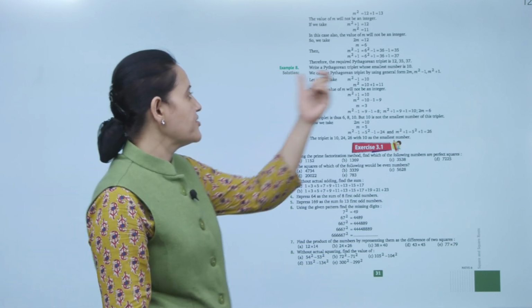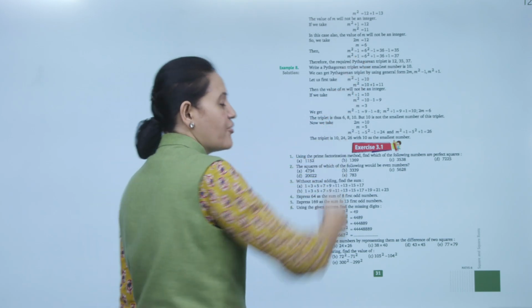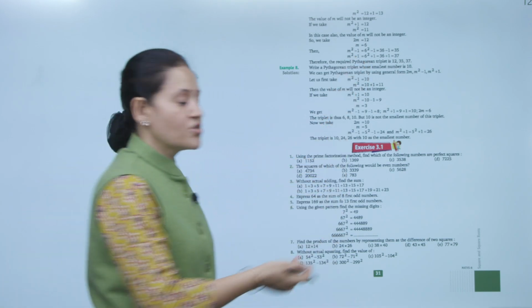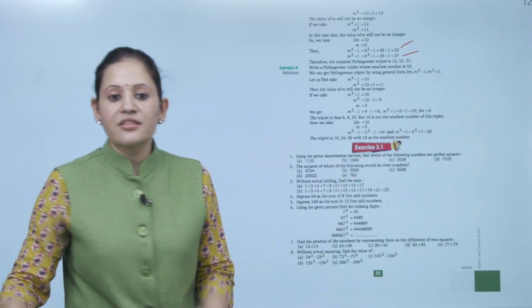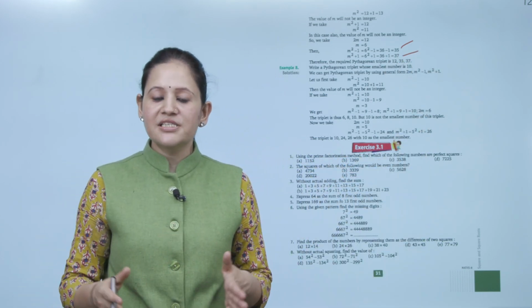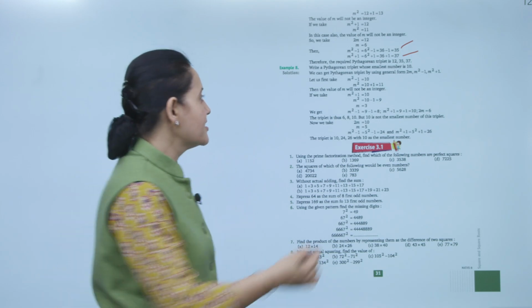So we'll take 2m equals 12. So the value of m will be 6. Now we can find m square minus 1, that is equal to 35, and m square plus 1, that is 37. Therefore, the required Pythagorean triplet will be 12, 35 and 37.